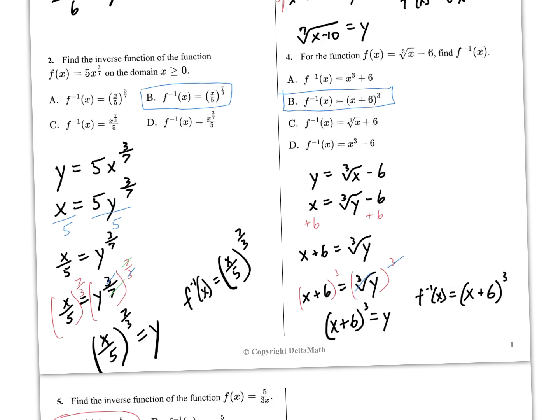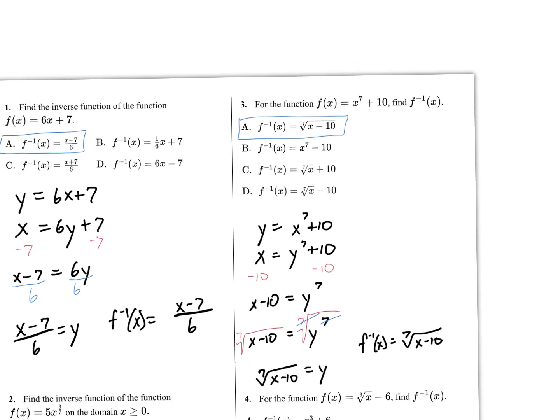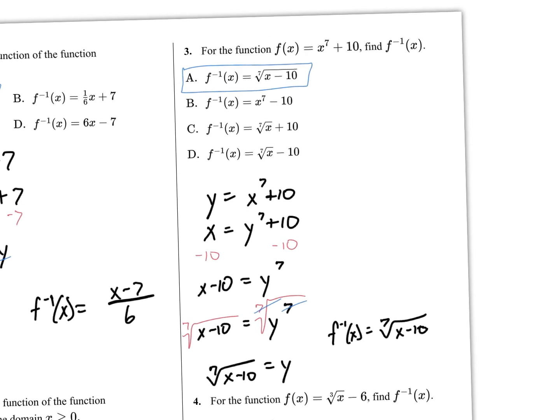All right, let's take a look at number 3. Okay, our given function, f of x equals x to the 7th power plus 10. We write it as an equation. We switch the x and y, and then we solve the new equation for the variable y. So over here, we have to subtract 10 to try to isolate the y. We subtract 10 from both sides, so x minus 10 equals y to the 7th.